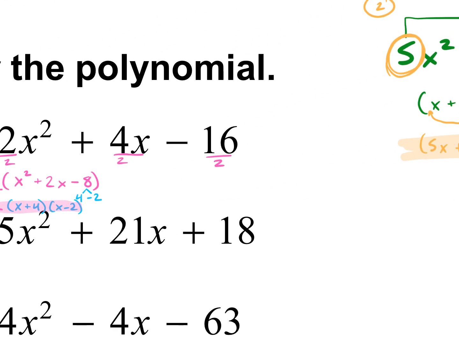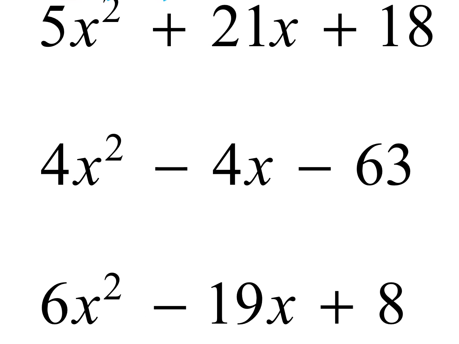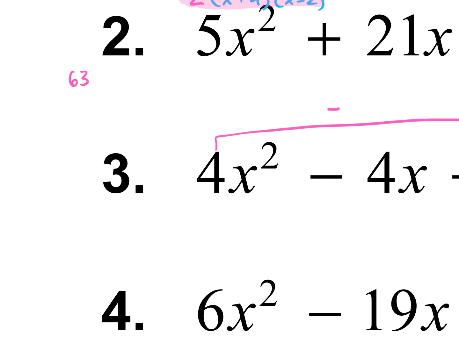All right, let's do another. Let's look at number 3. Do we have a GCF that we could take out? Can I divide 63 by 4? Nope. So we have to multiply the first times the last. 4 times negative 63 would be negative, let's write it down, 63 times 4. 12. 4 times 6 plus 1 would be 25. So negative 252. So we need 2 factors of negative 252 that add to 4. So it's big numbers, but we can do it.